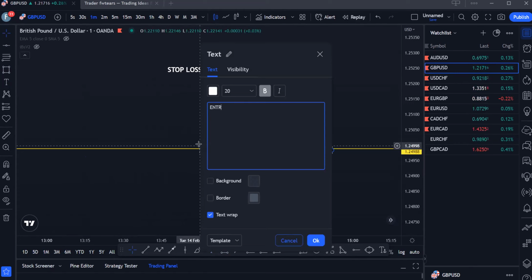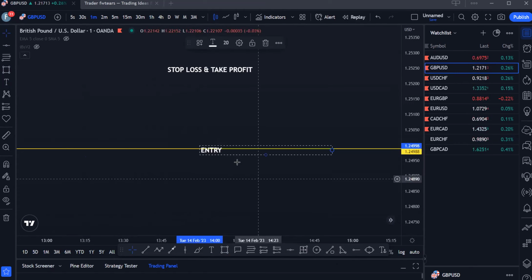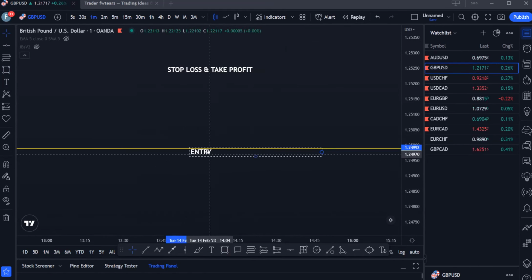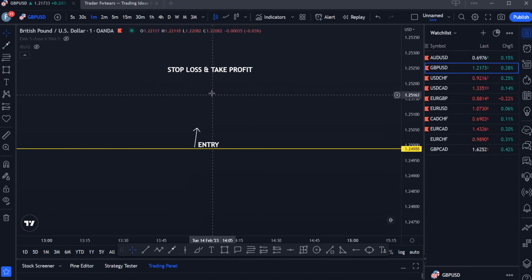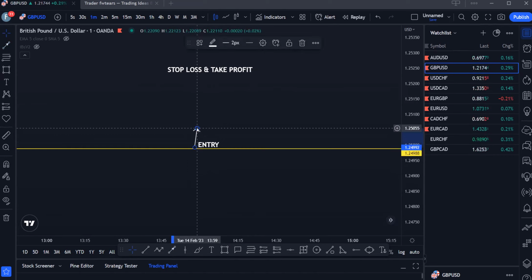Entry. So you bought GBP USD at this price. So you entered the market here for a buy, hoping that the momentum will keep going up, the exchange rate will keep going up. So you are buying low, anticipating that as the price is increasing, you'll be making money, right?